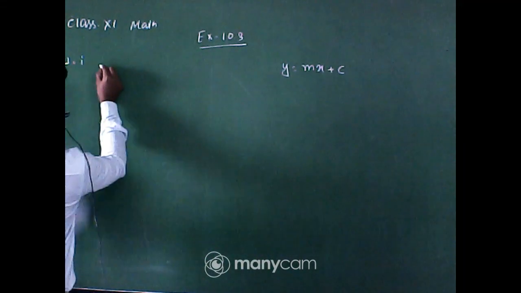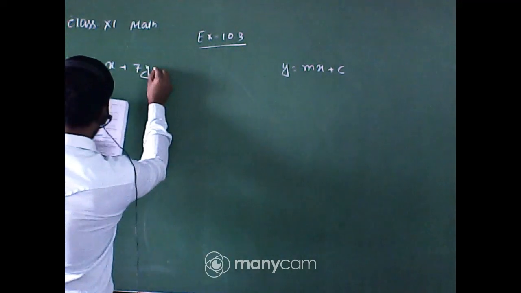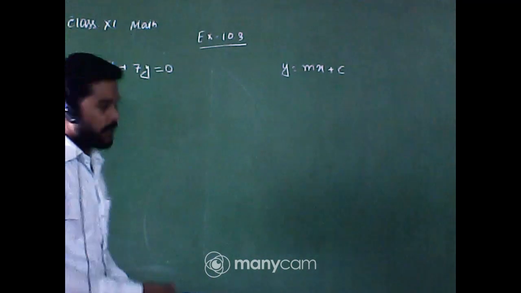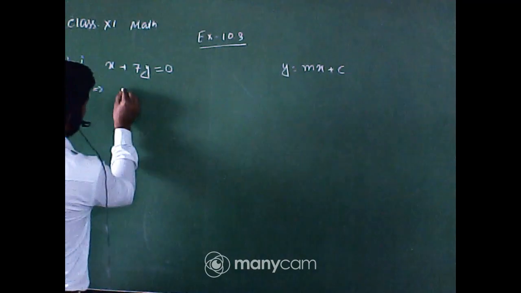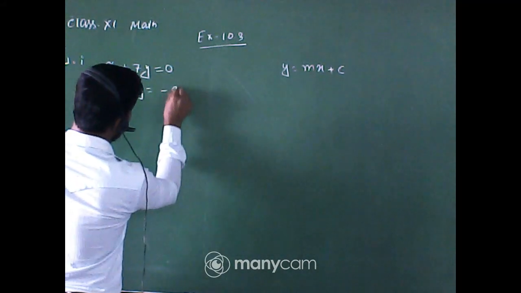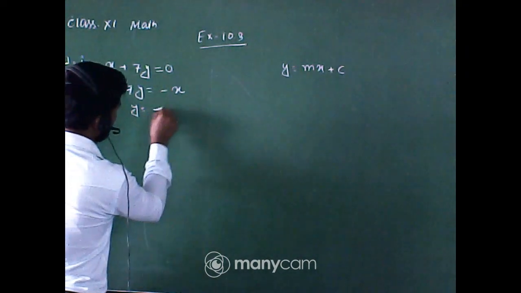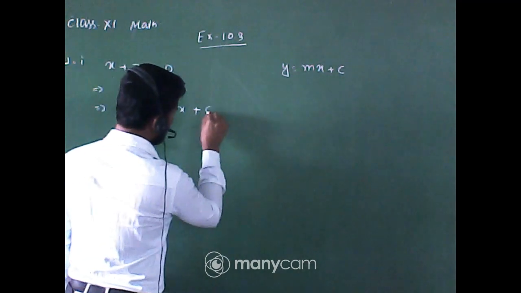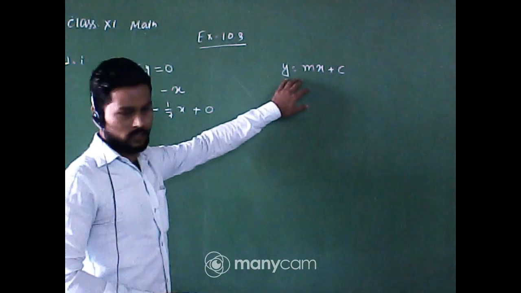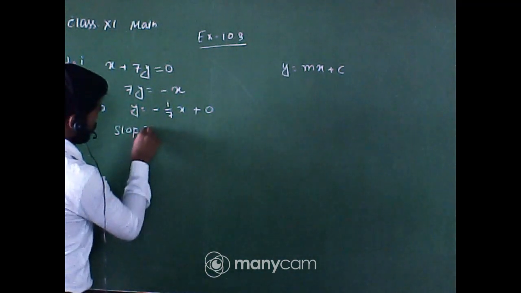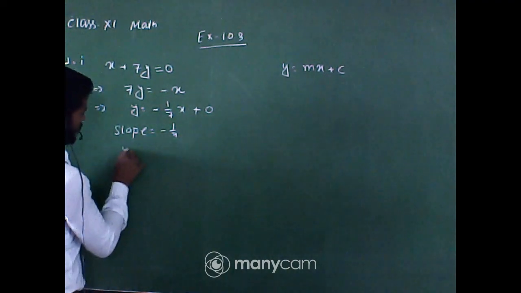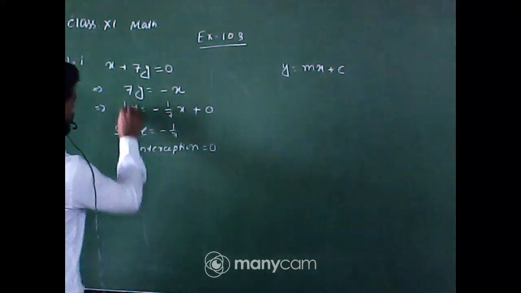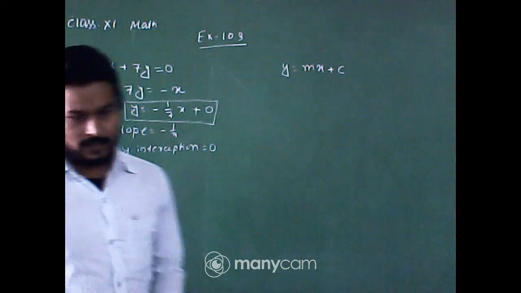The first question is x plus 7y is equal to 0. Okay, so we are trying to put the equation into the slope intercept form. Let's see how. From here we have to find the value of y first. So 7y will be equal to minus x. That means y is equal to minus 1 by 7 x. Compare this equation with y equals mx plus c, where we are putting 0 here. Now if I compare the two equations, the slope of the line is minus 1 by 7 and the y intercept is equal to 0. So this form is the slope intercept form of the straight line. Okay, hope you understood.